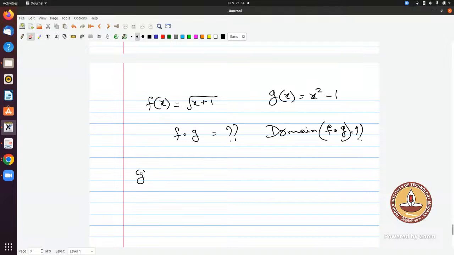What is the domain of g first of all? The domain of g is all real numbers. But what is the range of it? Minus 1 comma infinity. And is minus 1 included? Yes. So basically, x square has minimum value 0, right?